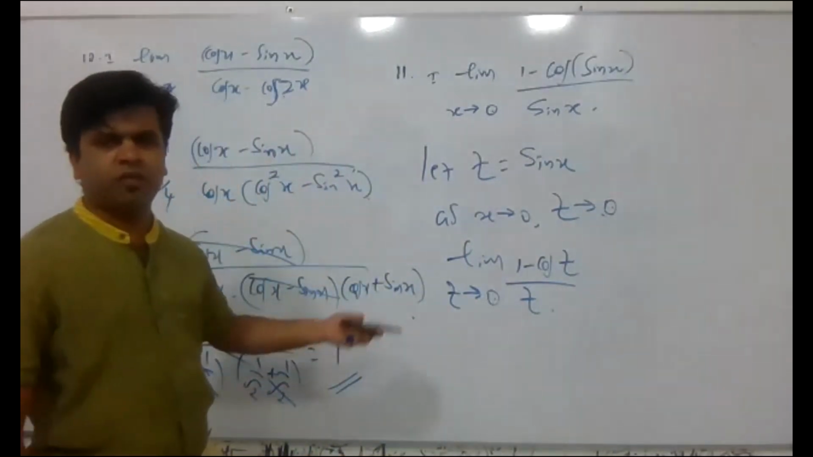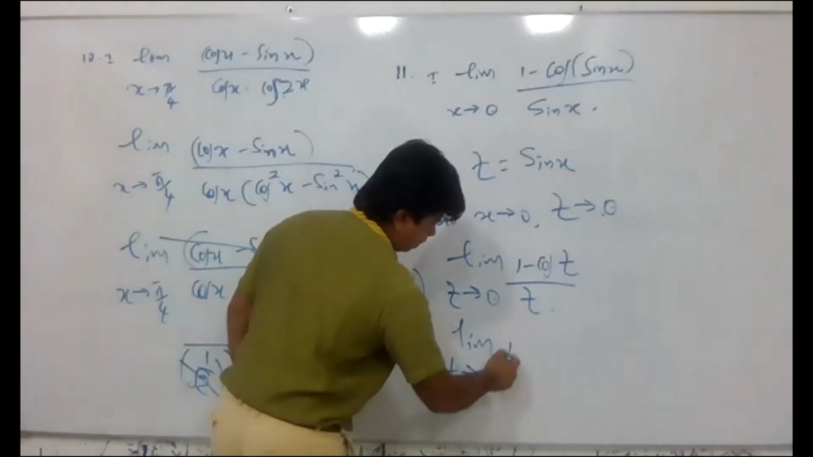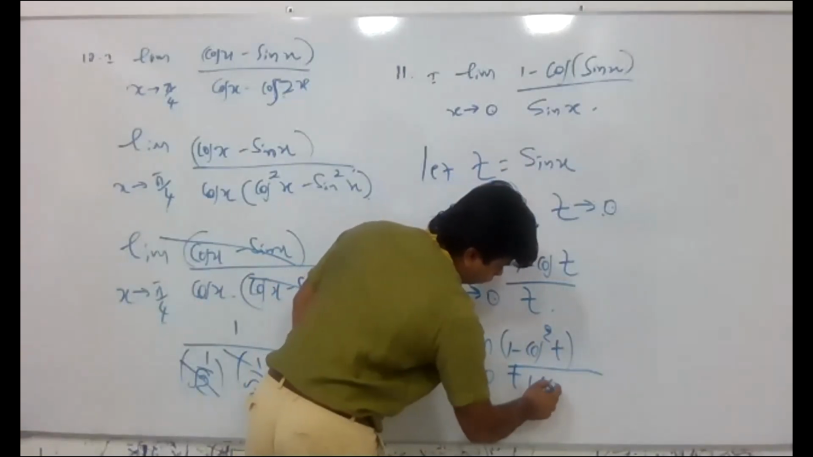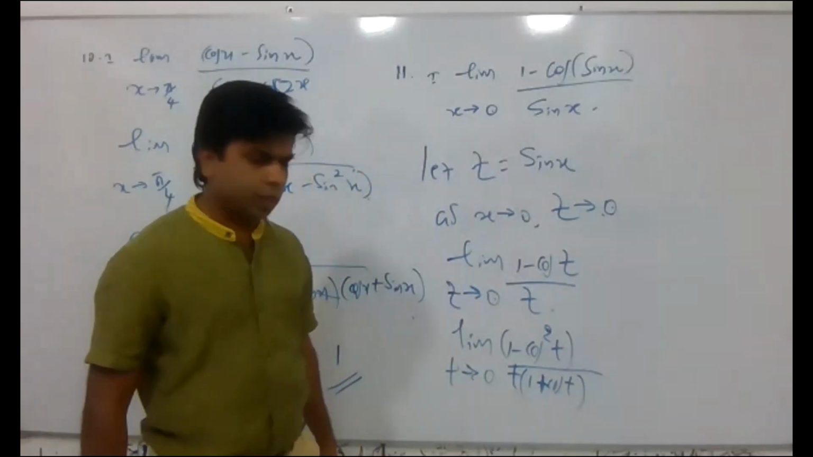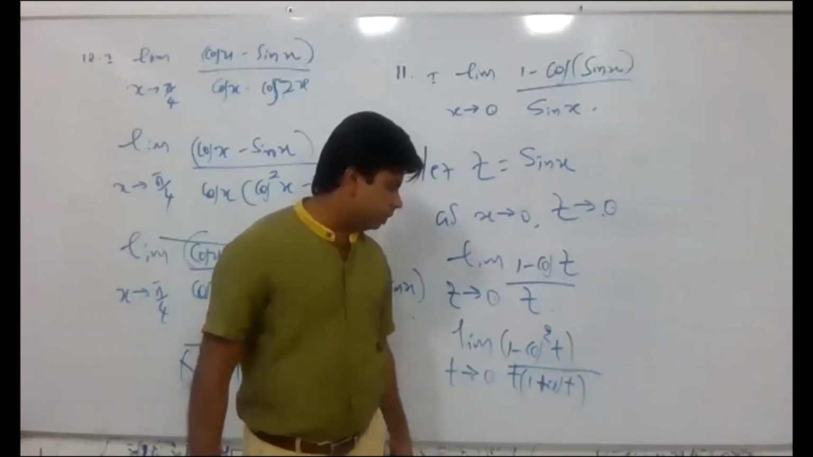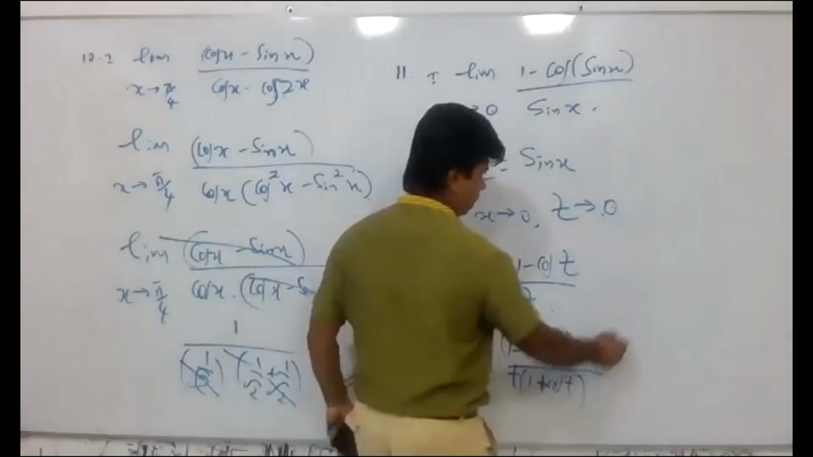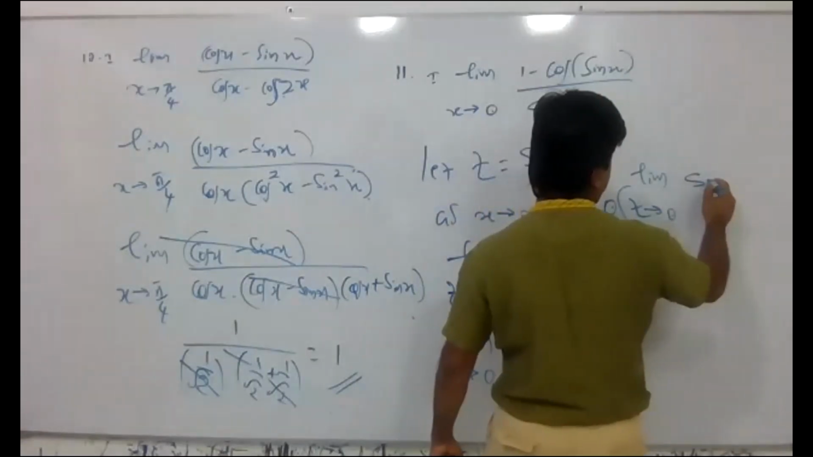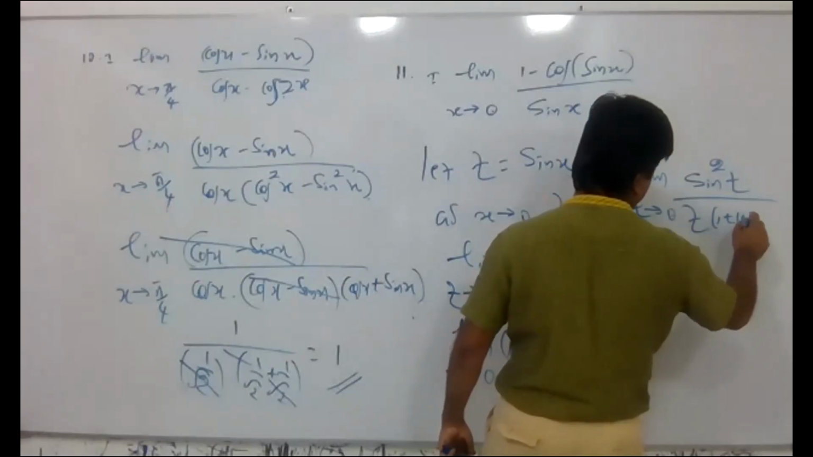You are familiar with these questions. Then limit t goes to 0, (1 minus cos square t) over t into (1 plus cos t). Can you understand what I did here? I multiplied both numerator and denominator by 1 plus cos t. In the numerator, (1 plus cos t) into (1 minus cos t) means 1 minus cos square t. Then limit t goes to 0, sin square t divided by t into (1 plus cos t).